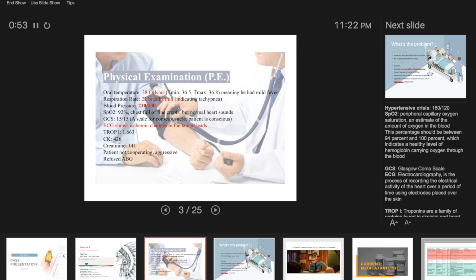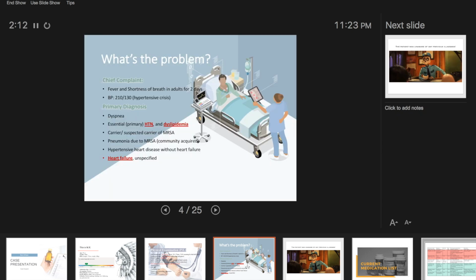His respiration rate is 22 breaths per minute, means he's got tachypnea, and his ECG shows some ischemic changes in the lateral leads. However, the most important characteristic point in this slide is the blood pressure. As you can see, it's 210 over 130, and this is not just hypertension, but a hypertensive crisis, which is a medical emergency. So what's the problem?